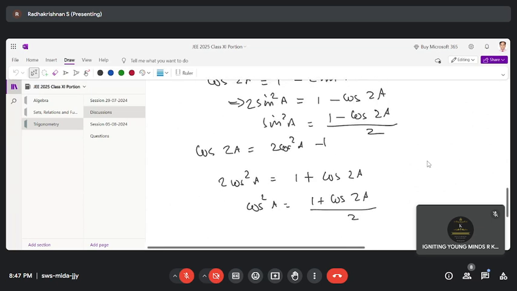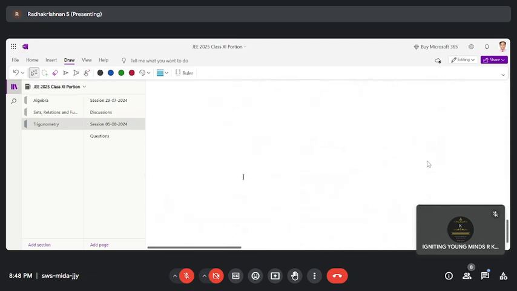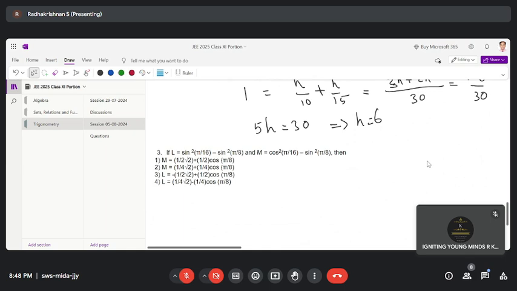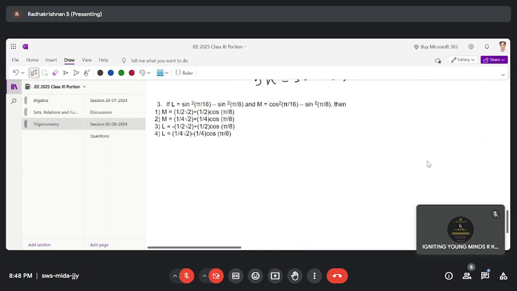Sin square A equal to 1 minus cos 2A by 2. Cos square A equal to 1 plus cos 2A by 2. This is something that we can apply here. Okay. Write down this formula, because I'm going to go to the question page now. Sin square A equal to 1 minus cos 2A by 2. Cos square A equal to 1 plus cos 2A by 2. Okay, so I'm going to go to the problem page. So see, apply that formula in the first case. Sin square pi by 16 minus sin square pi by 8.